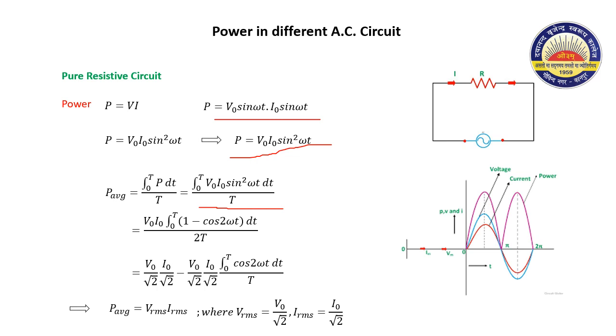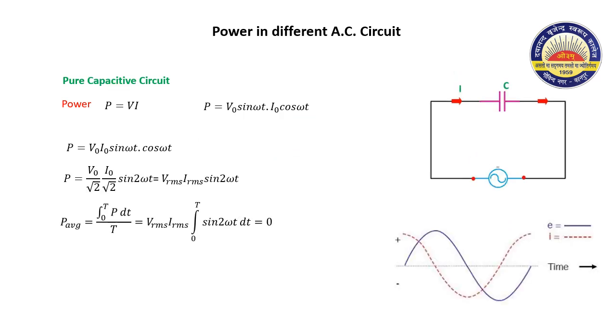and converting the sin square omega t term into 1 minus cos 2 omega t, and then again solving further and integrating, we will get the next term here, where the integration of cos 2 omega t over the time period gives 0, and so the average power value will be equal to V naught by root 2 and I naught by root 2, which can be written as P average is equal to Vrms Irms, where Vrms is equal to V naught by root 2 and Irms is equal to I naught by root 2. RMS stands for the root mean square.